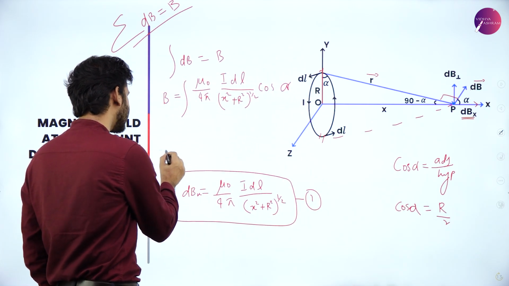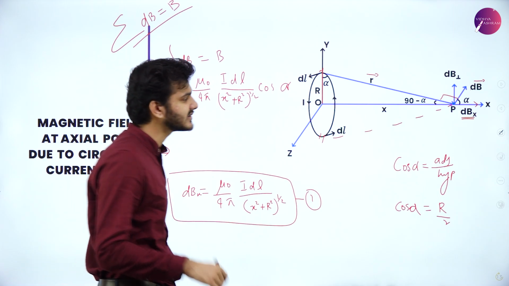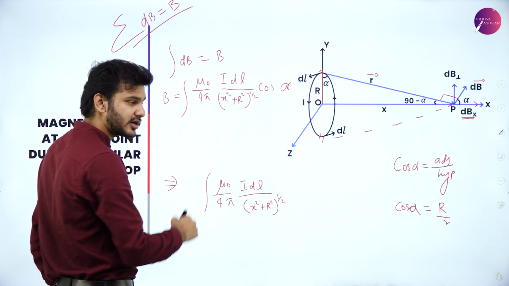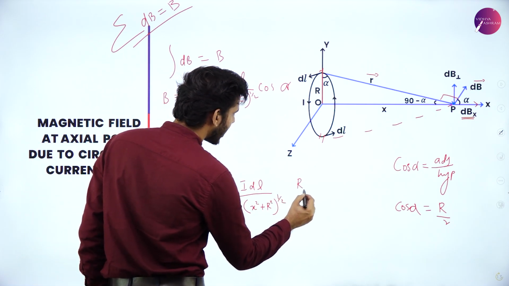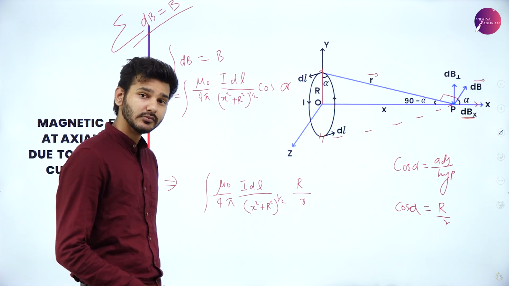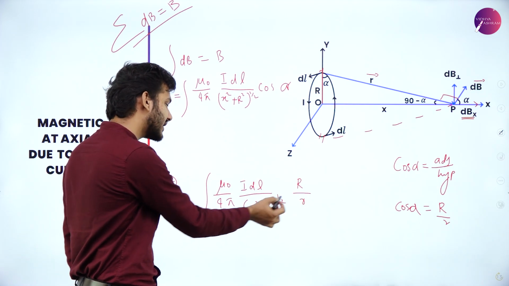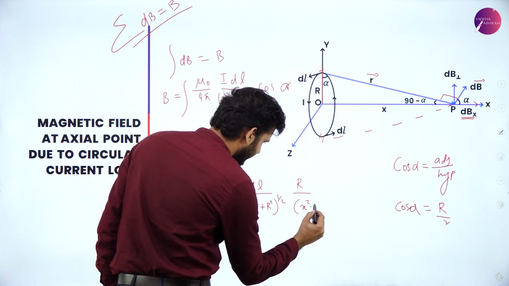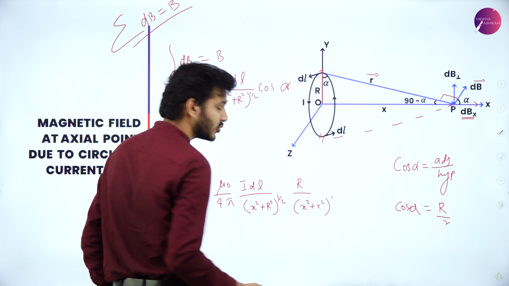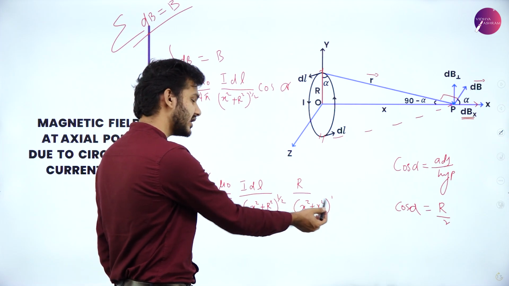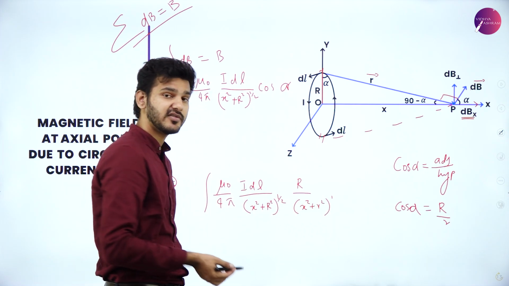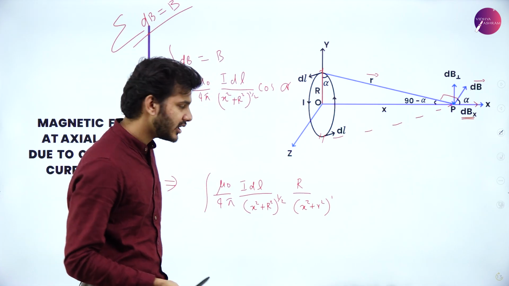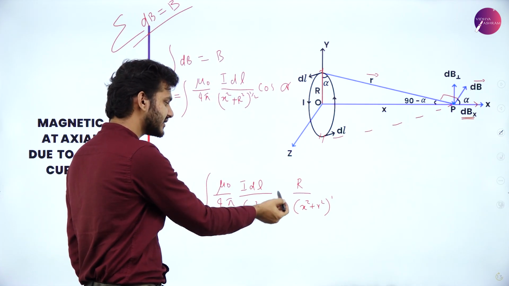Then we can write this particular equation as mu 0 by 4 pi I dl divided by (x square plus r square) whole raised to 1 by 2 into capital R divided by small r. Now we know that this r is nothing but x square plus r square, whole raised to 1 by 2, because it is inside a root. So from here we can multiply these two together, that is the powers will add up.